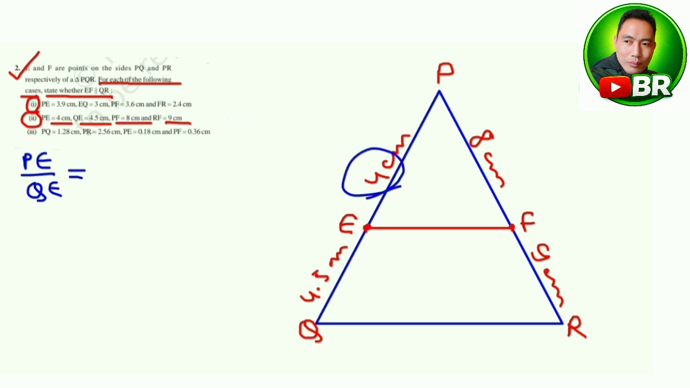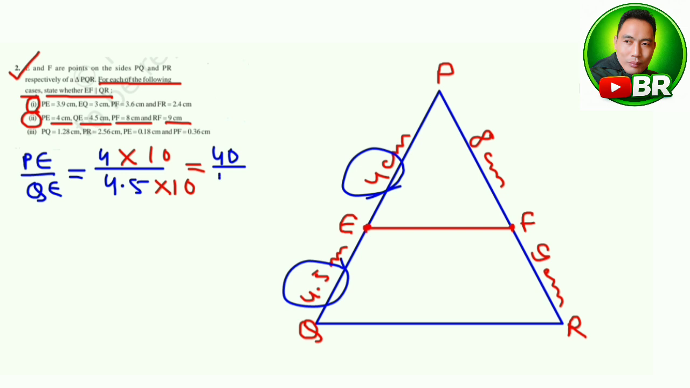PE is equal to 4 centimeter and QE is 4.5 centimeter. And here, to remove the decimal point, we can multiply both numerator and denominator by 10. Then we obtain 40 by 45, and 5 eights are 40 and 5 nines are 45. In this way, here we have obtained the ratio of side PQ is 8 by 9.